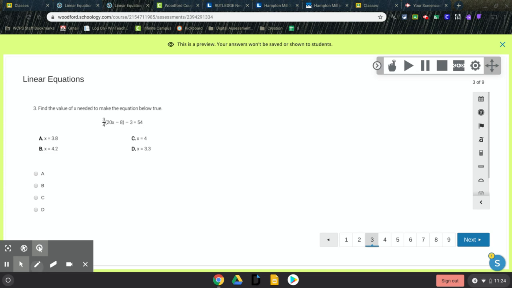Plug these values in to x to see if they work. Make sure the answer you get makes the statement true.